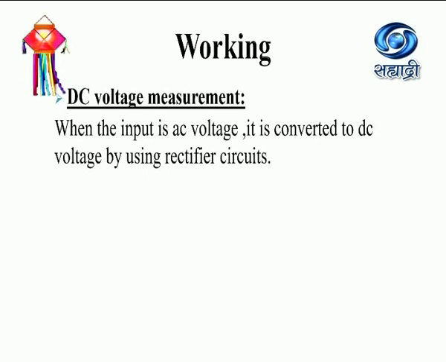The first block is DC voltage measurement. When the input is an AC voltage, it is converted to DC voltage by using a rectifier circuit. So here, when we want to measure AC voltage by using this multimeter, it is internally converted to DC voltage by using rectifier circuits.